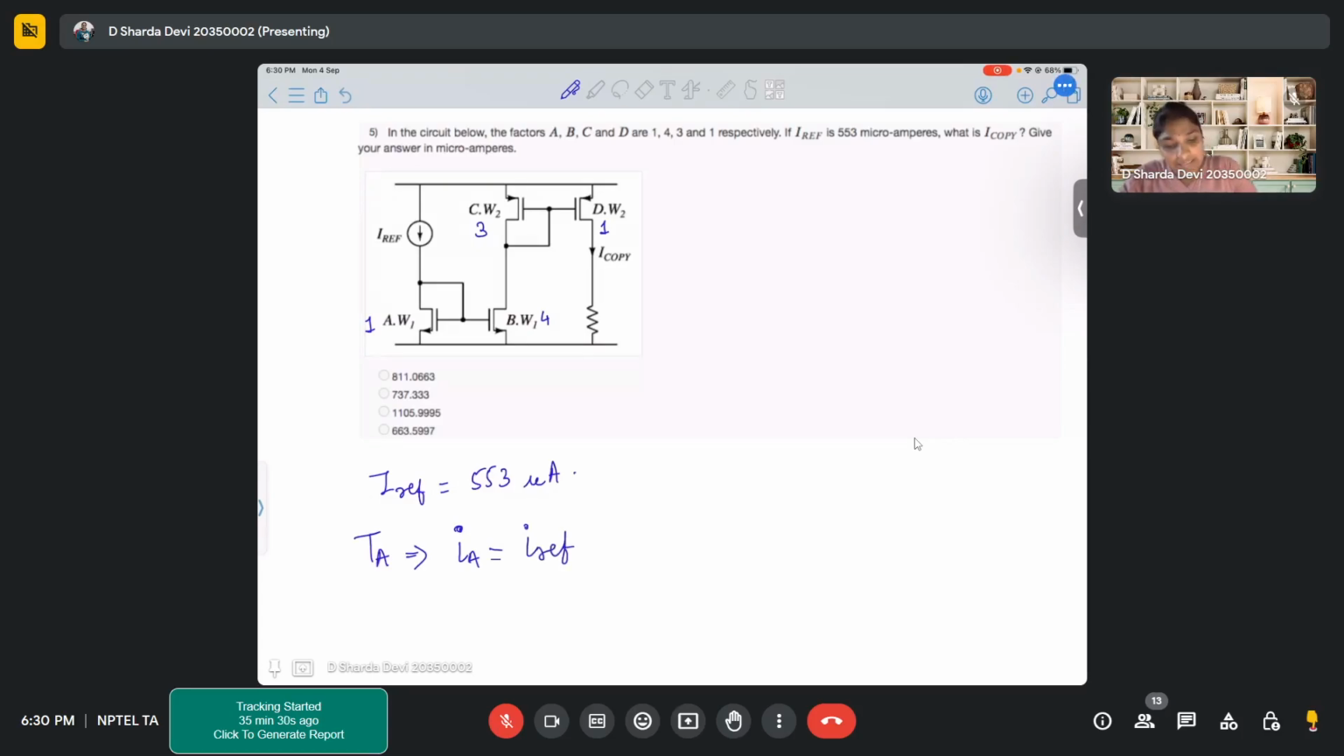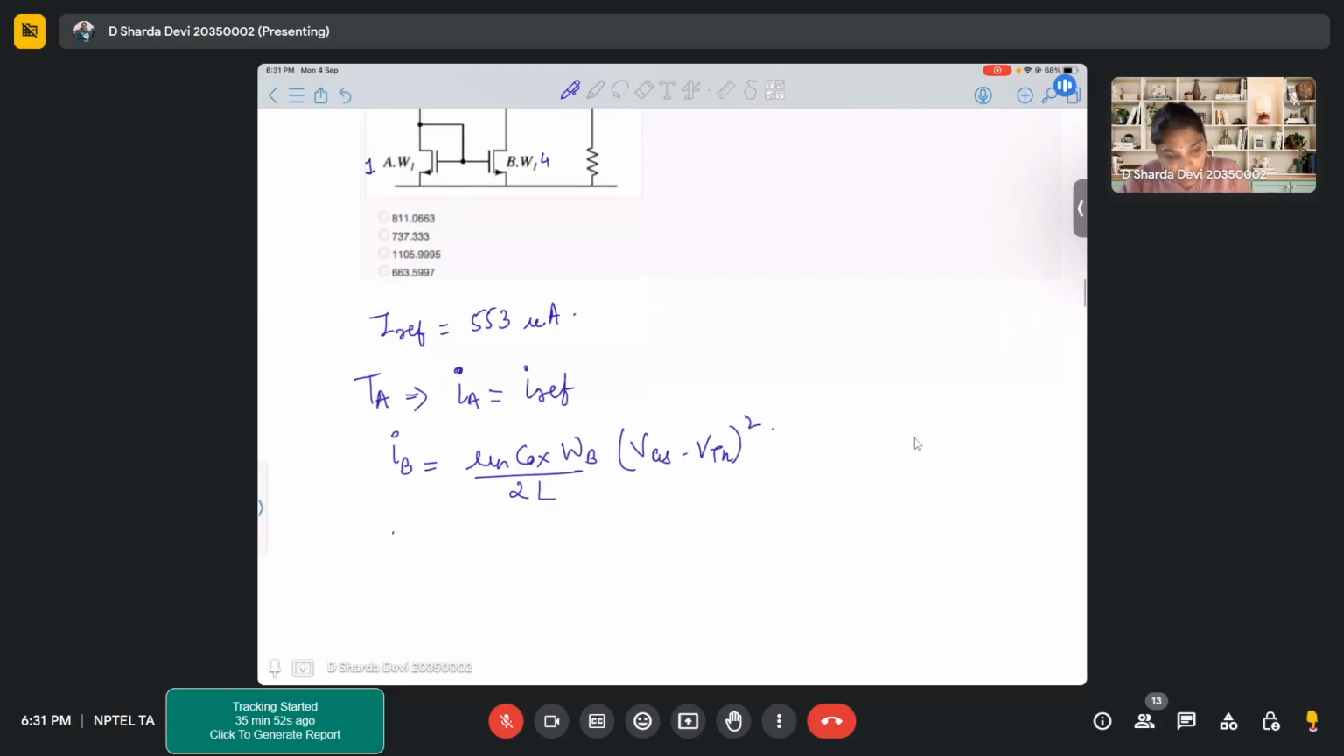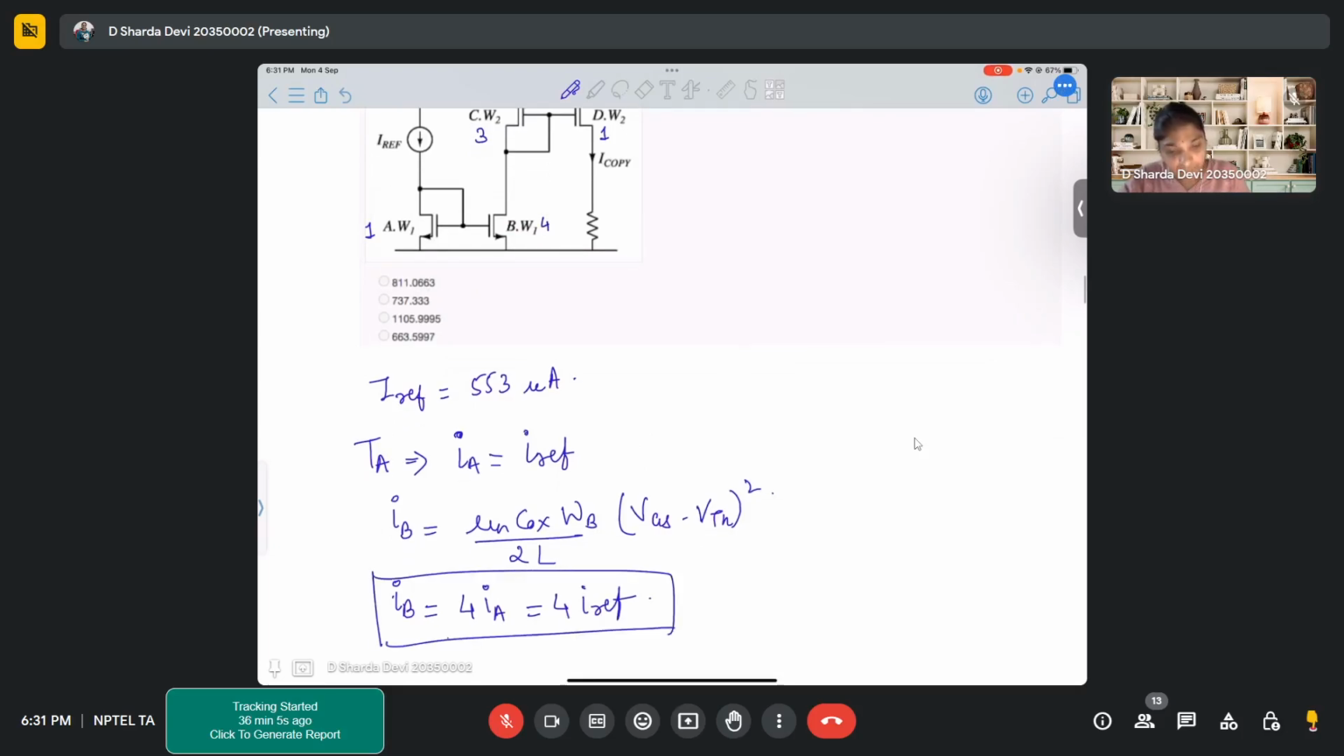Now, since transistor B is connected to transistor A, it has the same VGS. But W is different. So it can be written as mu n Cox by 2L times WB times (VGS minus VTH) whole squared. If we observe very carefully, it is 4 times IA. So IB can be written as 4 times IA, that is 4 times IREF. Right? So this is what we have for IB.